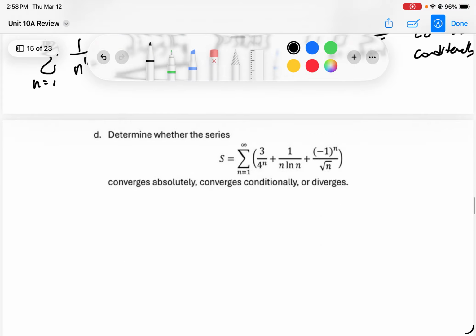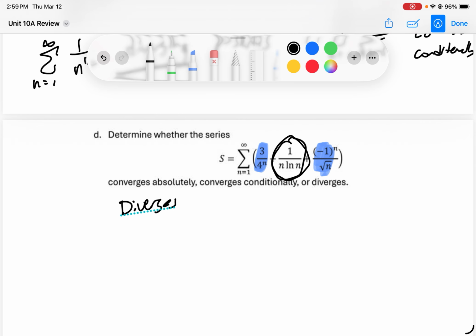All right. Part D, determine whether this series converges absolutely, converges conditionally, or it diverges altogether. So let's just think about this for a second. This part of the series converges, this part of the series converges, but this part of the series diverges. So I cannot add up two converging series and a diverging series and have it converge. So this diverges. It doesn't say to give a reason. It just diverges basically because one part of it diverges. And that would be good enough for this one.